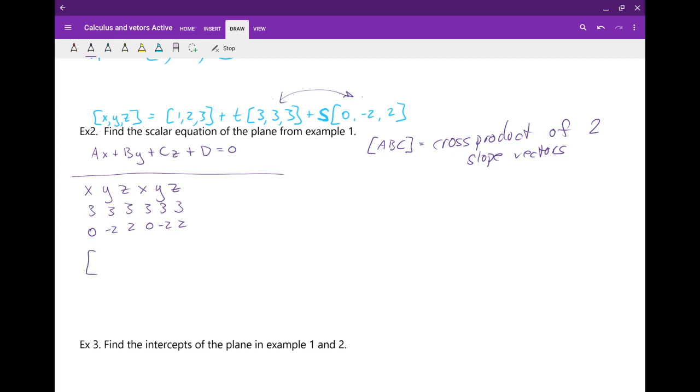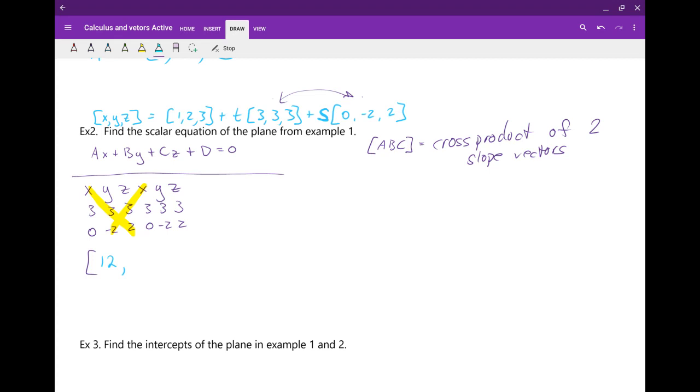Now, in order to find the x component of my cross product, I take 3 times 2, which is 6, and I subtract 3 times -2, or I'm going to actually add, so I'm going to get a 12 there. 12, okay?